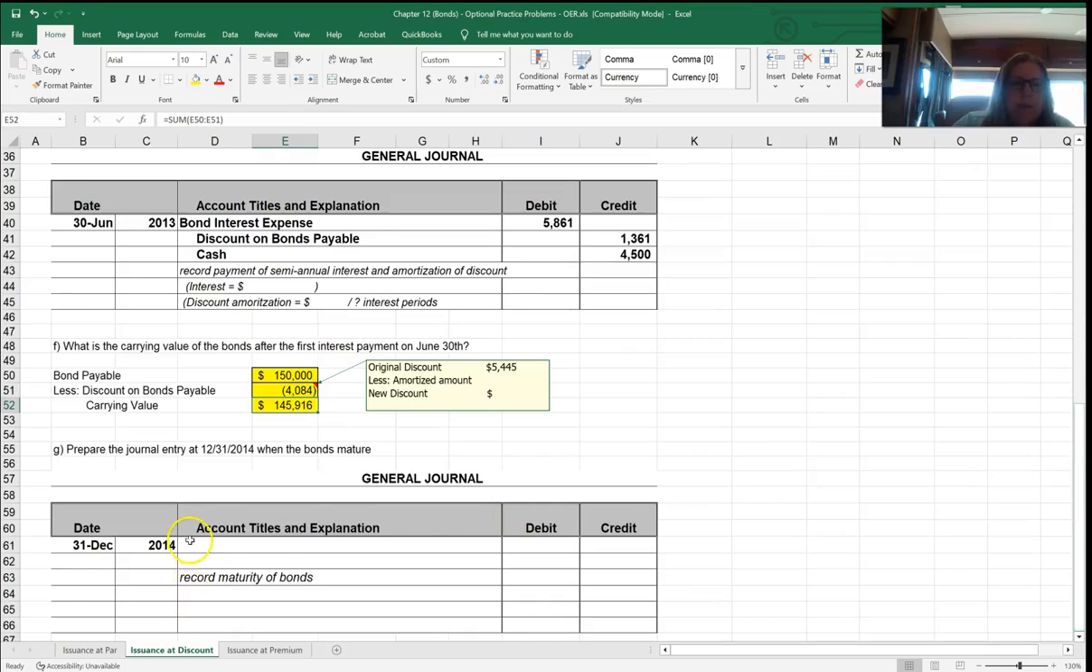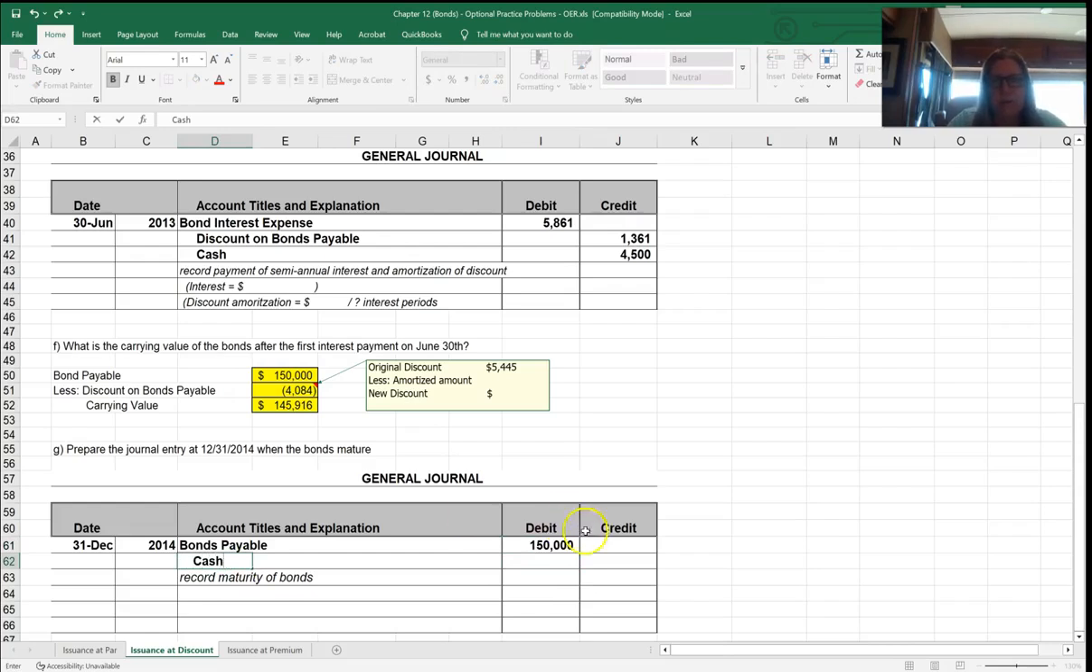And so then when the bond matures, we have to take it off the books, because now we're paying them their principal back, the $150,000. In order to reduce the liability, you have to debit it. And we're paying it, so we're reducing our cash. In order to reduce cash, you have to credit it. So by the time you get to the maturity date, it doesn't matter whether you sold it at face value, at a discount, or at a premium. You're always going to be paying them back the face value of the bond.